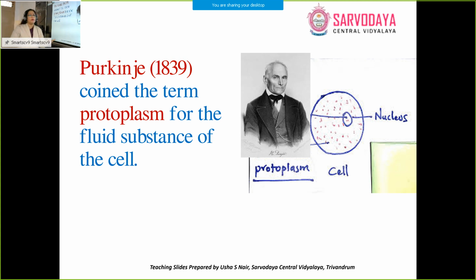So we are done with Robert Hooke, our dear Robert Brown, Leeuwenhoek, and now Purkinje. So these are the discoveries. You cannot go wrong with the discoveries. Be very careful when you learn.